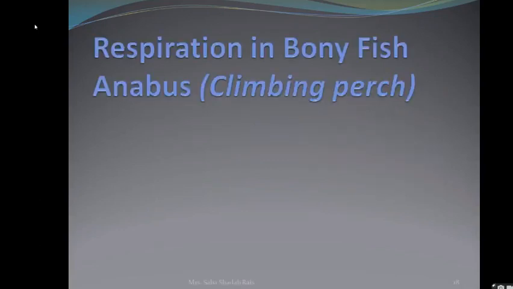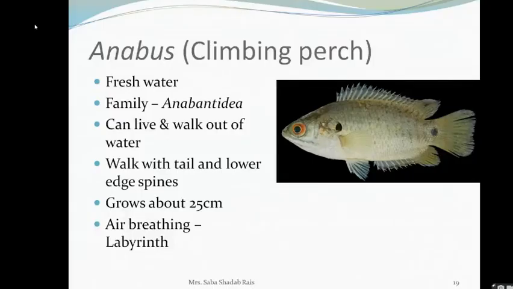Anabas is also called the climbing perch. It is also called climbing gourami. Now, when we talk about Anabas, Anabas is a freshwater fish. The family of Anabas is Anabantidae, and they can live as well as walk out of the water. Interestingly, their body is so rough and spiny that they can even climb the coconut tree.